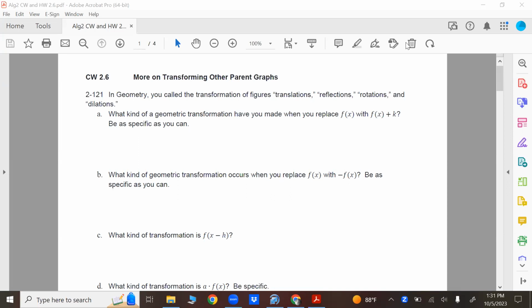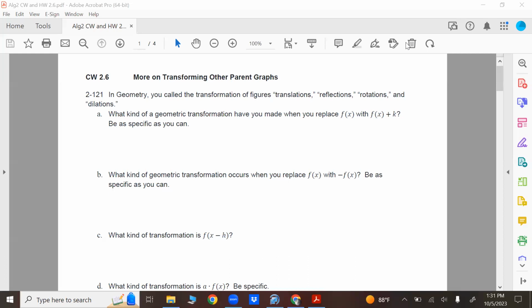Oh, thanks. All right, so we're going to talk more about transforming of the parent graphs. Yes. Do I get something for figuring it out? No. 5.5? No. But thank you. I appreciate it. All right. So, guys, quiet, please. I'm starting the lesson.